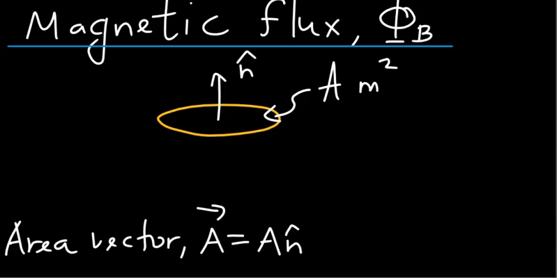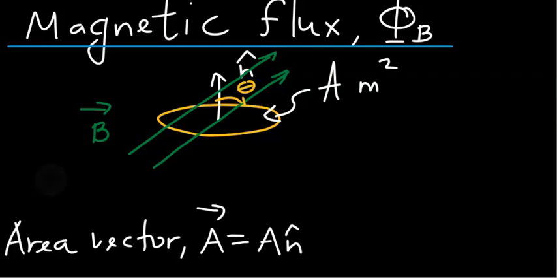Now let's assume there is a uniform magnetic field going across the area of that loop. Let's call it vector B. The angle between the vector B, the magnetic field, and the normal vector to the plane of that area is theta.